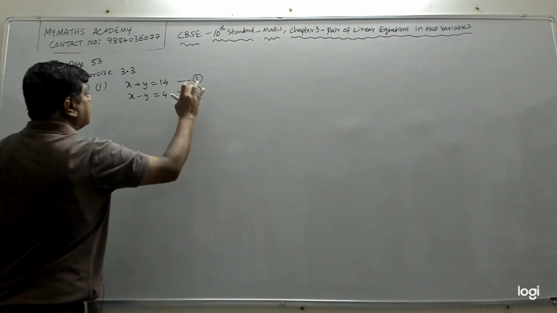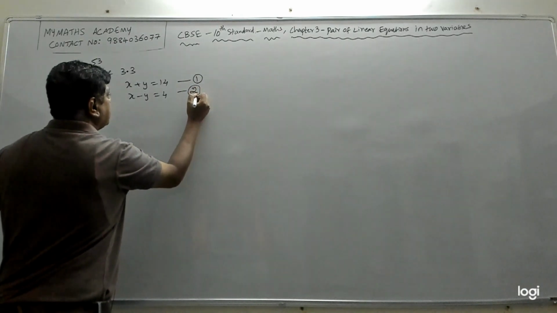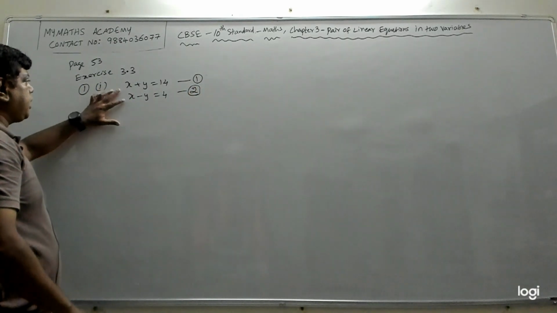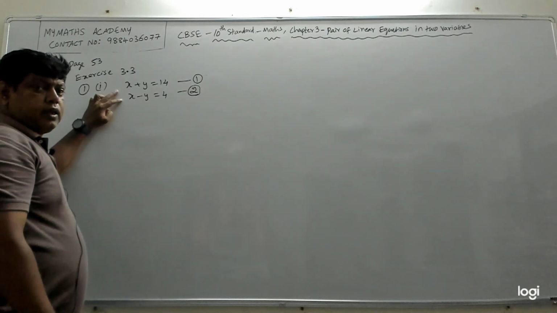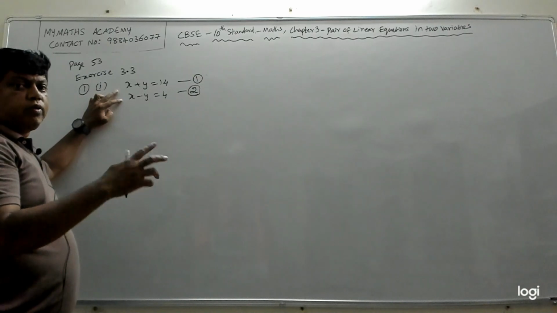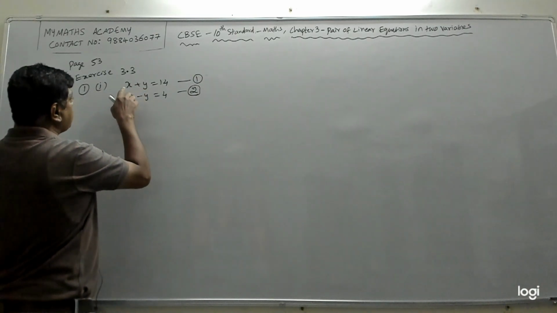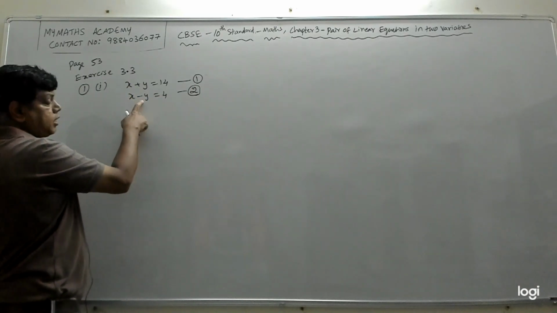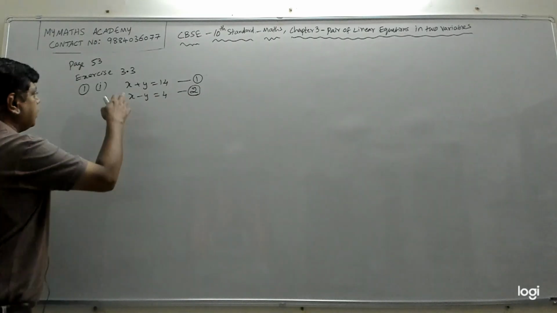Let's solve this. Now how do we solve this? First we should check. We should take the equation which has either the coefficient of x as 1 or the coefficient of y as 1. Here all of them have 1. This is 1, this is 1, this is 1, this is minus 1. Minus 1 is also okay. So we can take any equation to start with.